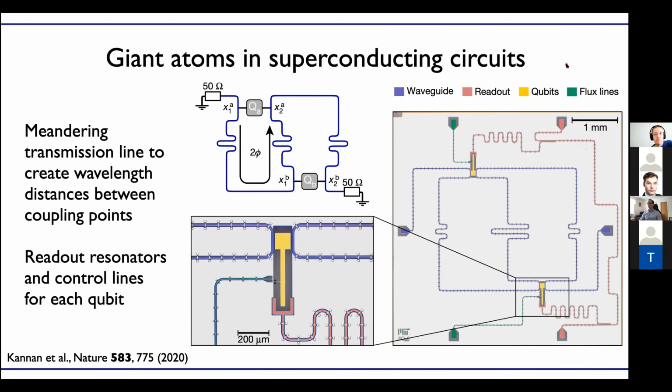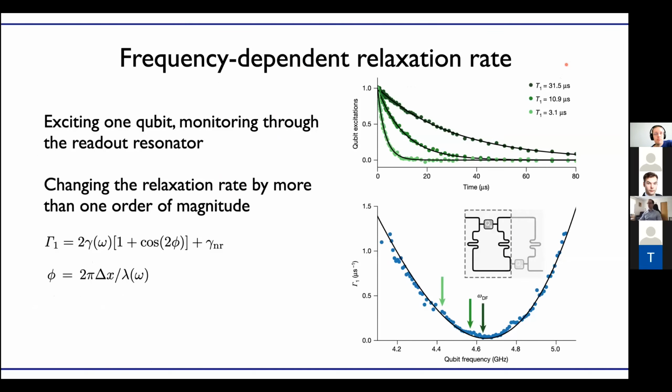Okay, so what they first did was to look at a single qubit and check that you have this frequency-dependent relaxation rate. They tuned one of the qubits far away in frequency, and they just measured the other one here.